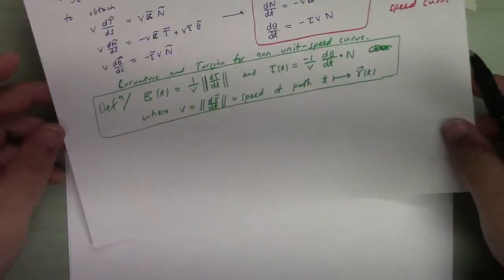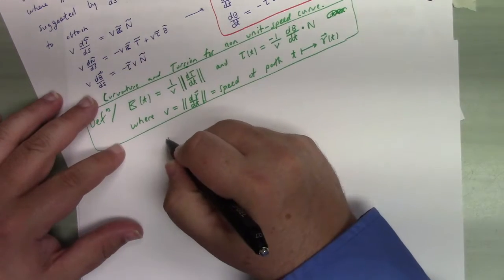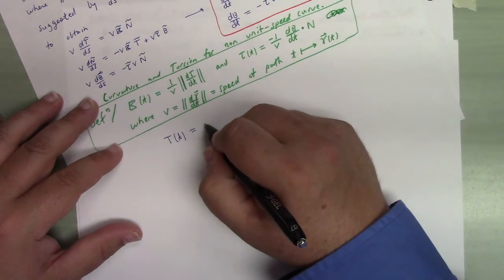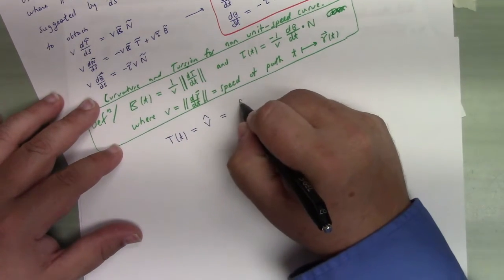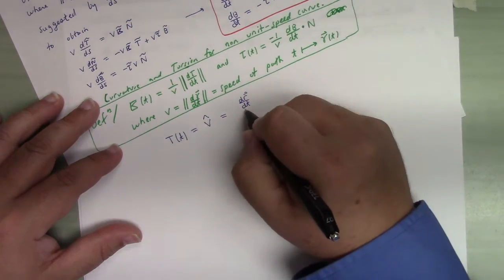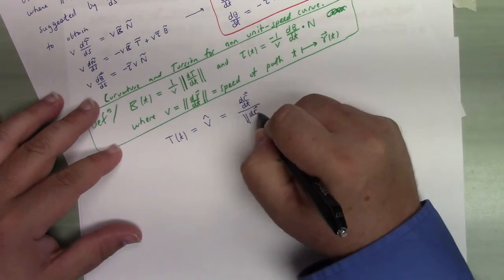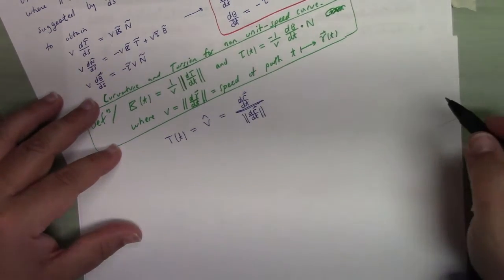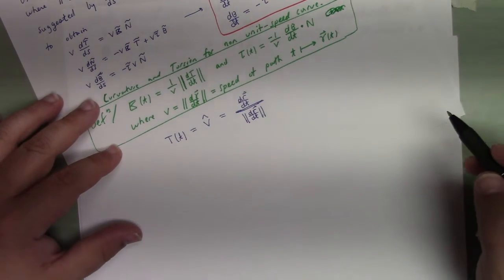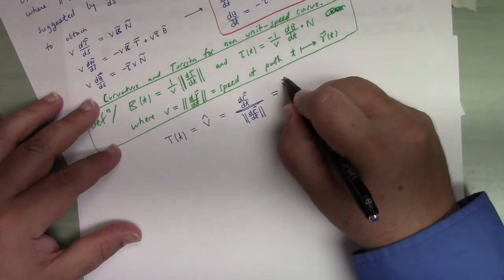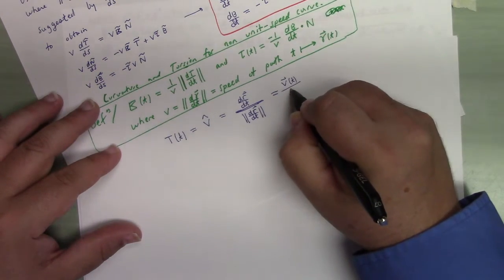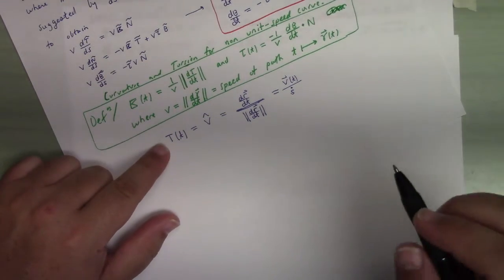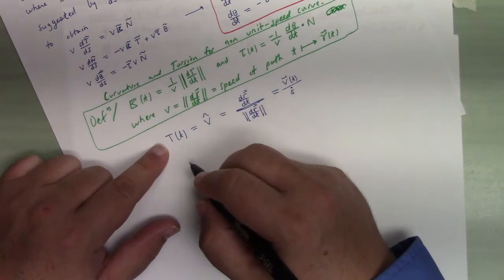I guess I should have written that here, but T of t is really just v hat. It's the velocity vector divided by the length of the velocity vector. That's the unit tangent. For a unit speed curve, that speed factor was automatically 1, right? But fine, as long as we're engaging in this cavalcade of notation, this is v divided by s dot. So that's the unit tangent when we're not working with an arc length parameterized curve.